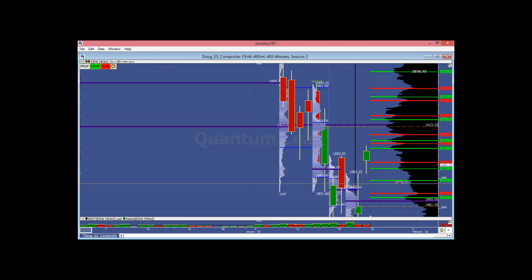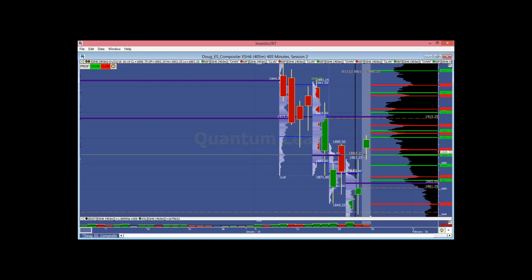There is repair to do below us, so there's nothing that says that we can't come down and chop around in this area down to the 1870s, but anything below 1870s, I'm looking for a continuation and move down back towards that gap fill, and possibly even down to our daily ATR target, which is at 1860.50.